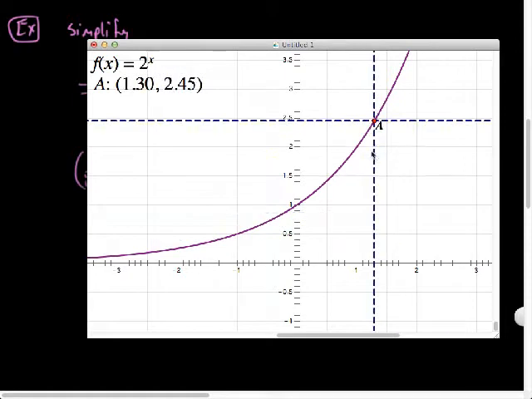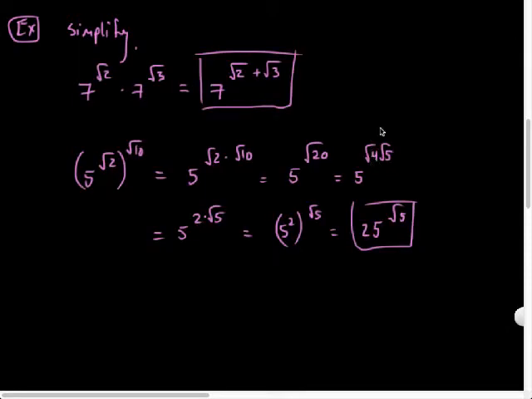Let's see. Do I have time for this other interesting one? No, I'm going to save that one for later. So, talking about the graphs, let's talk about these graphs here, friends. Let's talk about what these look like.